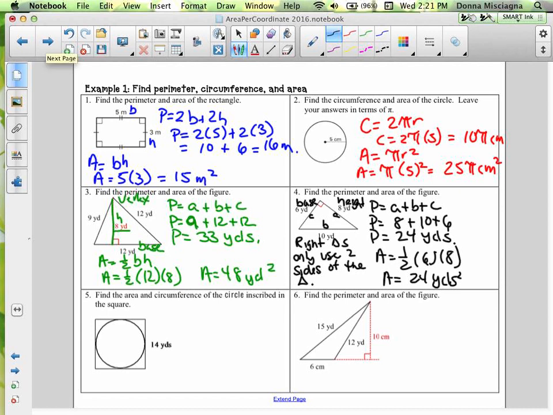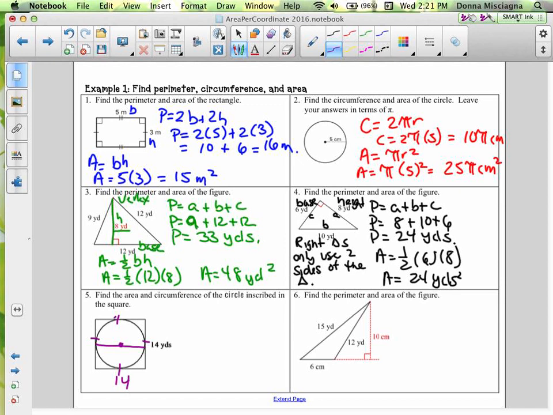And then let's do 5 and 6. For 5, find the area and circumference of the circle inscribed in the square. You might think this is really difficult, but it's really not. If this side of the square is 14, then all these sides are 14, so every single one of those is 14, including the diameter of my circle.